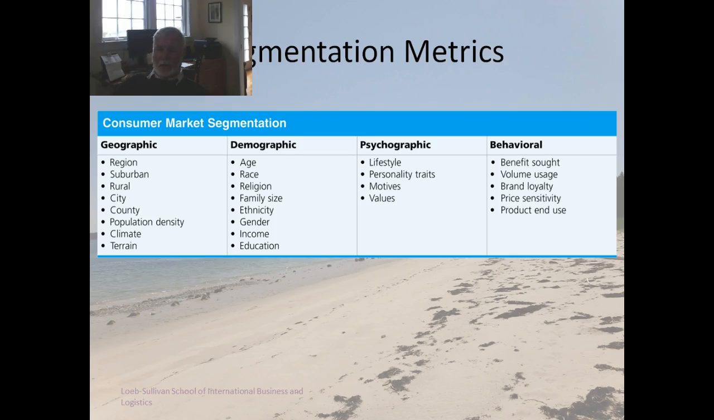Psychographic, personality traits, motives, values, lifestyle, and then behavioral, what am I looking for? Do I use whatever this product is a lot or just a little bit? Am I very loyal to brands or not? Am I sensitive to price? That kind of thing.